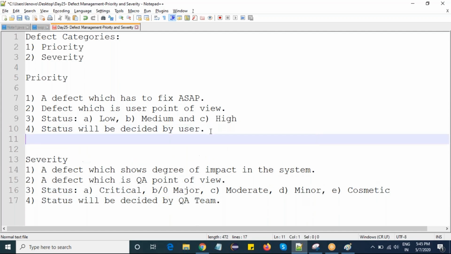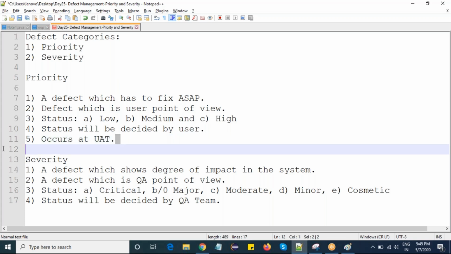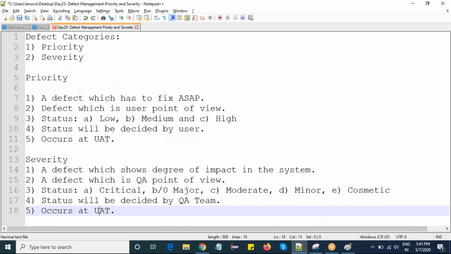It is seen by the users only, right? It's impacting users, right? So it is seen at the user side, UAT. Severity occurs in system testing, obviously, when we are doing system testing, right? So these are the differences between priority and severity.